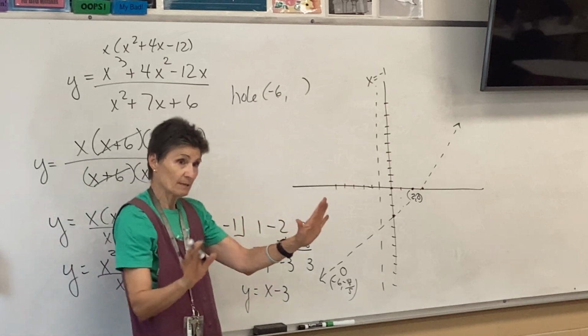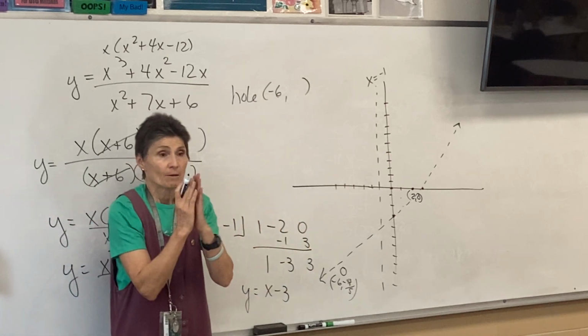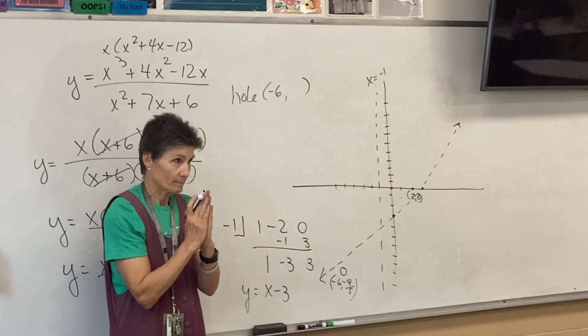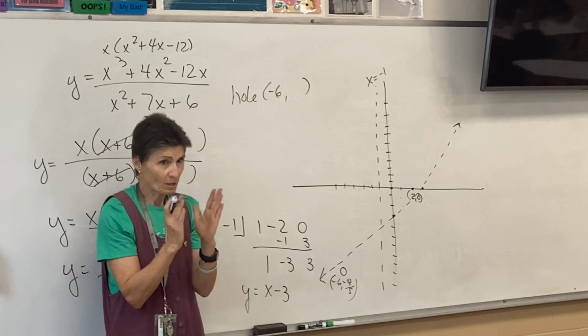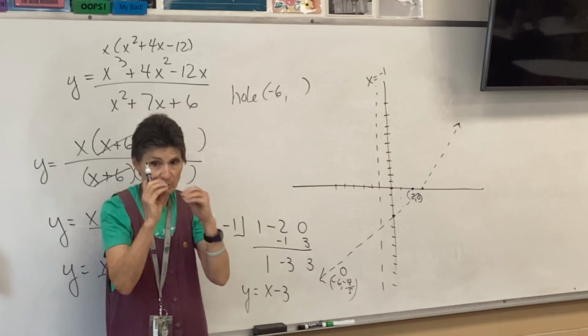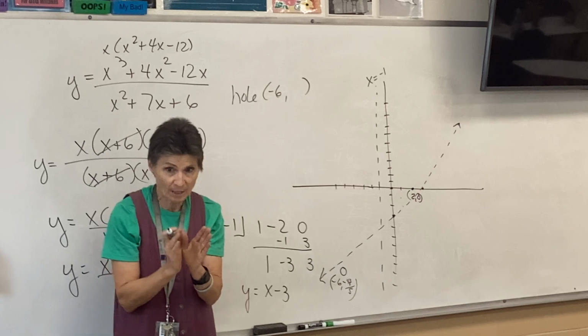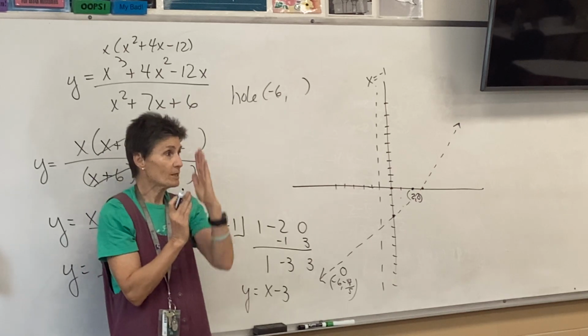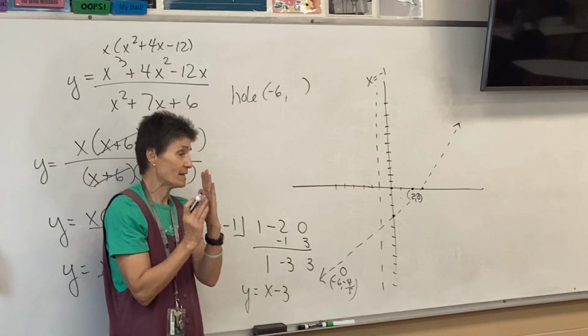Sometimes people get confused by this. Remember, this is a function, so nothing can be on top. You can't draw any part of the curve on top. It has to pass the vertical line test. So the vertical asymptote is the divider.